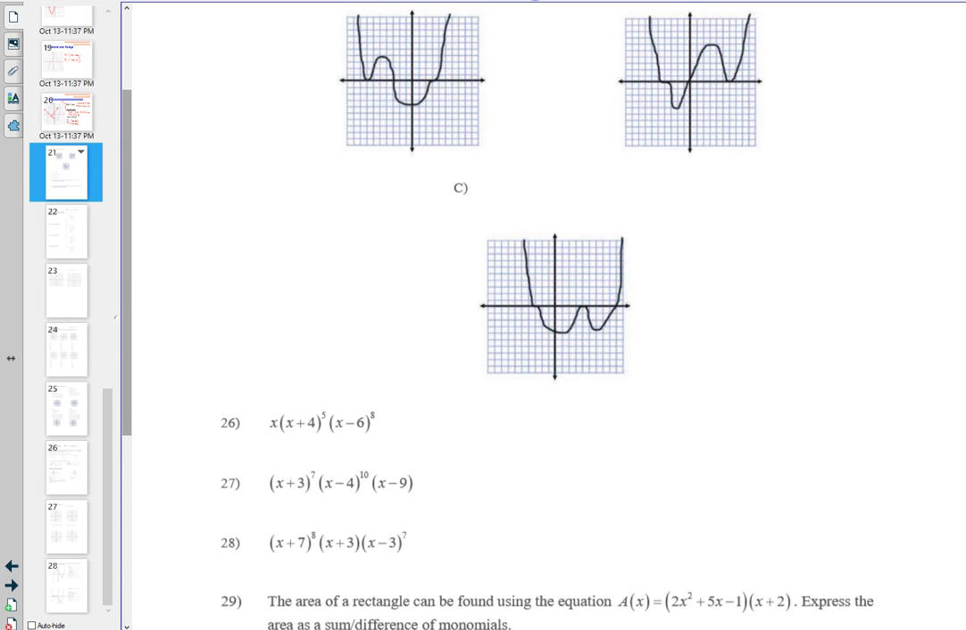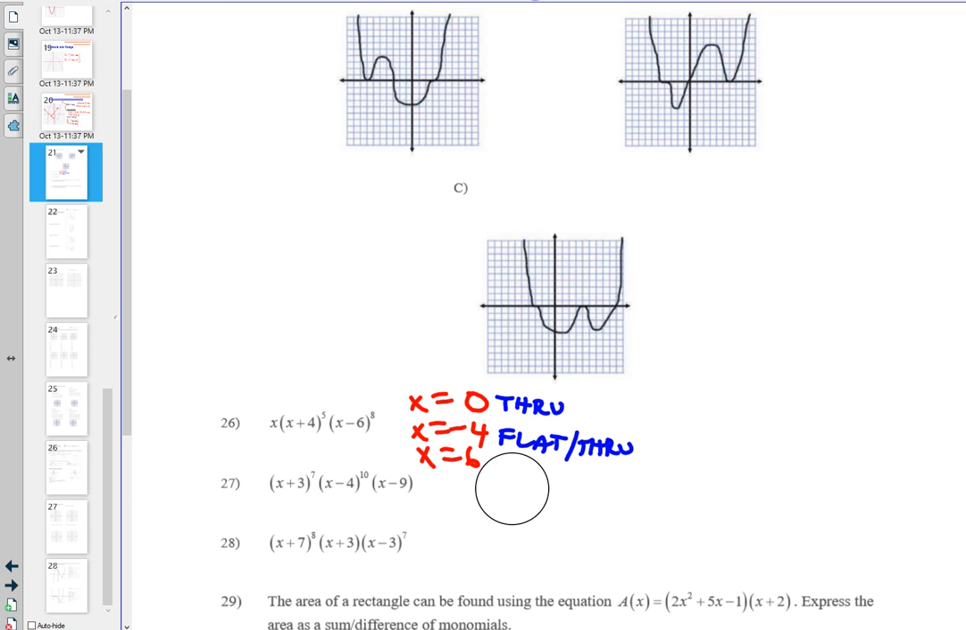So here, this first one, I should be crossing the x-axis at 0, at -4, and at 6. At 0, my multiplicity is 1, so I should be going straight through. At -4, my multiplicity is 5, so it should flatten out and then go through. At 6, my multiplicity is 8, which is even, so it should bounce.